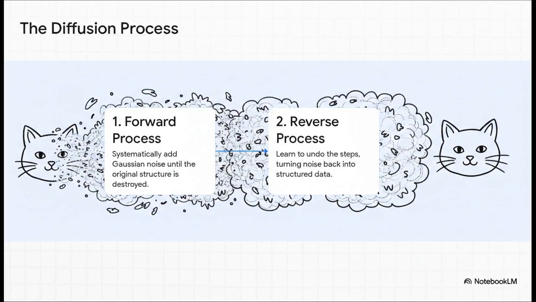First, you have what's called the forward process. You take a real image and you just systematically add a little bit of noise, over and over, until it's nothing but unrecognizable static. Then comes the really clever part, the reverse process. You train a model to do the exact opposite, to learn step by step how to remove that noise, gradually revealing a clear, coherent image from that starting point of pure static.